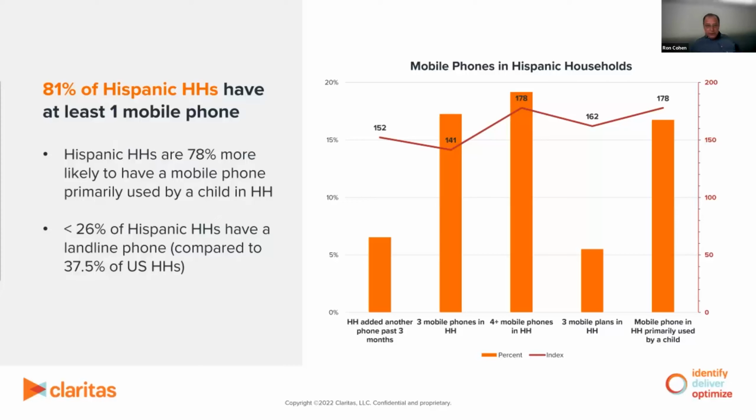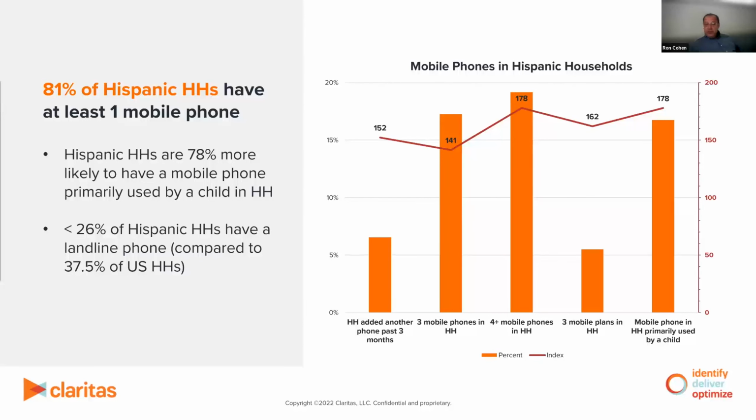Hispanics love their mobile phones. They're 78% more likely even to have a mobile phone primarily used by a child. That's over here. It's about 17% of Hispanic households have at least one phone in use by a child. And another 17% have 3 phones in the household, and another almost 20% have 4 or more mobile phones in the household. If you're a mobile phone provider, this Hispanic household is a bonanza for you. But if you're any kind of brand or service offering an app or communication, you need to be in the mobile space. You need to be in the mobile space if you're going to attract a Hispanic customer.